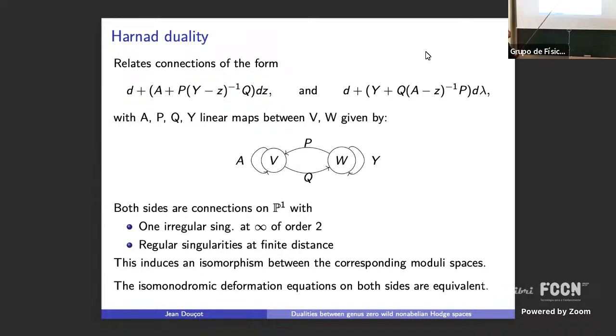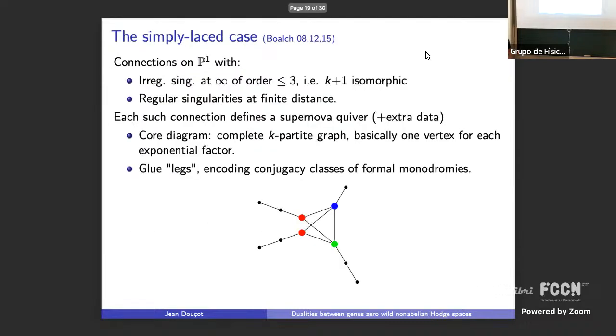So in this case, what are the irregular types? On both sides they are connections with one irregular singularity at infinity with a pole of order 2, and regular singularities at finite distance. And this duality really corresponds to an isomorphism between the corresponding moduli spaces on both sides, and not just that, the isomonodromic deformation equations on both sides are actually equivalent. So maybe that's the simplest instance of such correspondences between moduli spaces of connections.